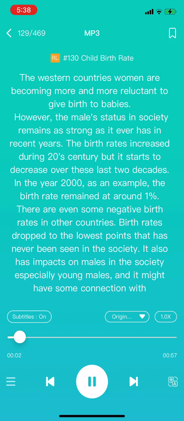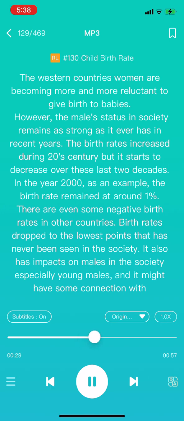Western country child birth rates. In the Western countries, women are becoming more and more reluctant to give birth to babies. However, the male status in society remains as strong as it ever has in recent years. The birth rates increased during the early 20th century, but started to decrease over these last 2 decades.